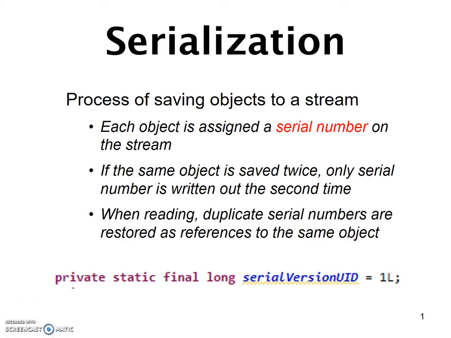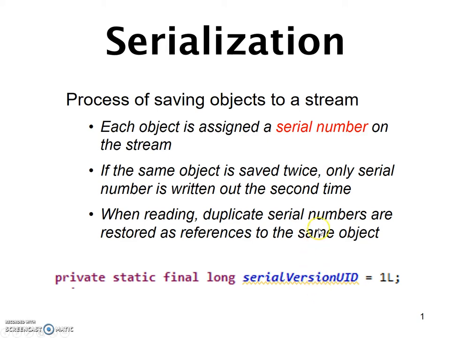Now, the idea of serialization is the process of saving an object to a stream. And the way this is done is that each object is actually given a serial number. So you may have seen this pop up in your code, which is actually placed in there without you putting it in. And this is basically the default serial number that is created for that particular object.